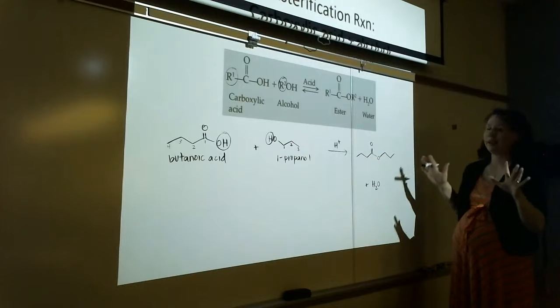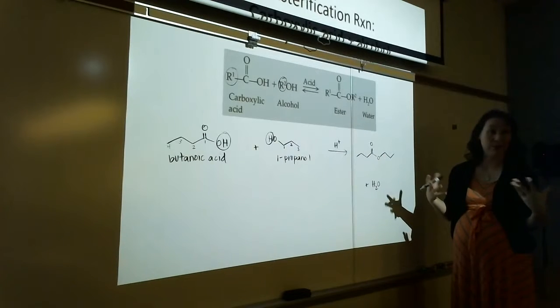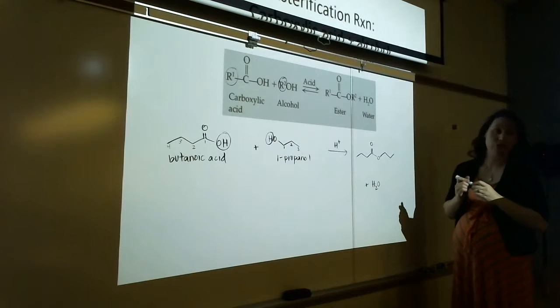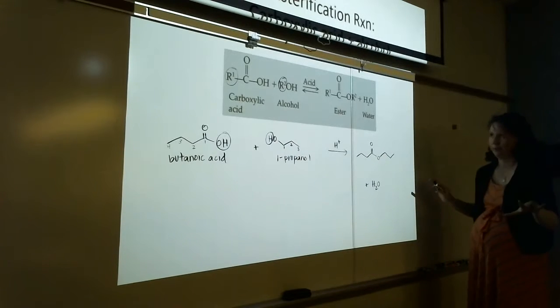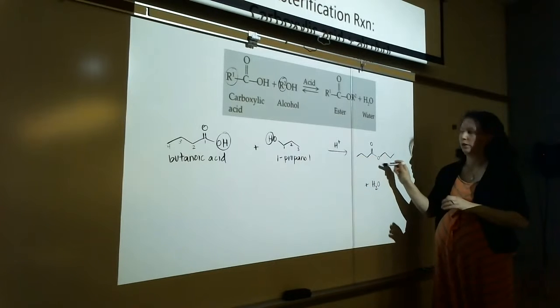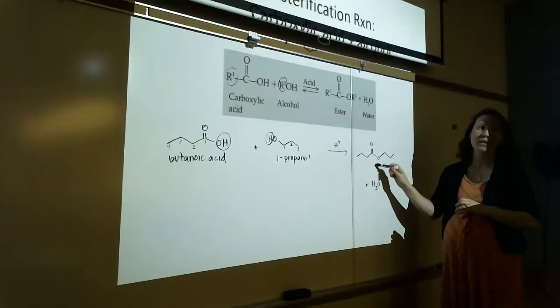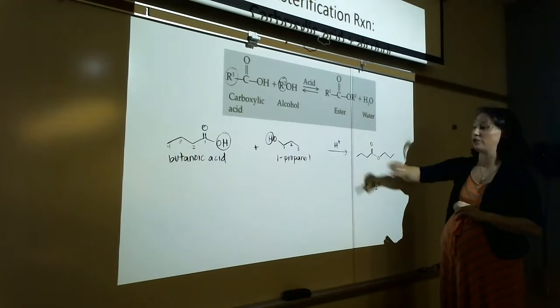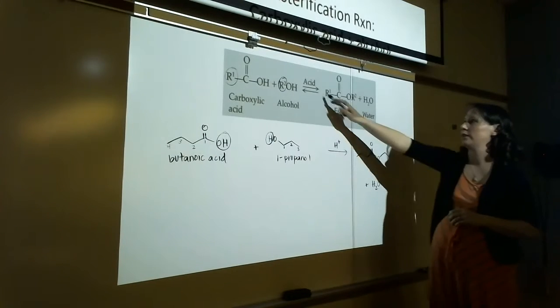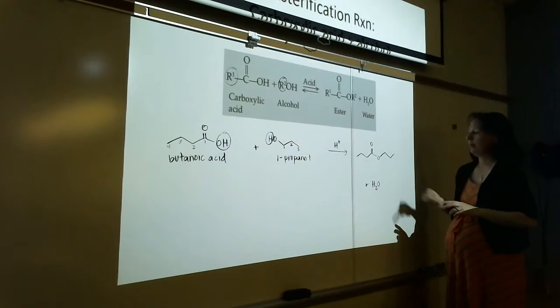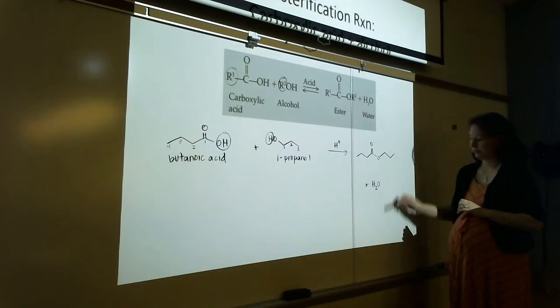Now again, we're not getting into the nuts and bolts of how it happens and how many steps it happens in. We're just looking at the big picture, the net reaction. This is called esterification because you're making an ester. This is your ester. We'll learn how to name esters in just a second. Acid is the catalyst, and this reaction actually is reversible. That's why it's got the double-headed arrow there. It's an equilibrium reaction. And water is your second product.